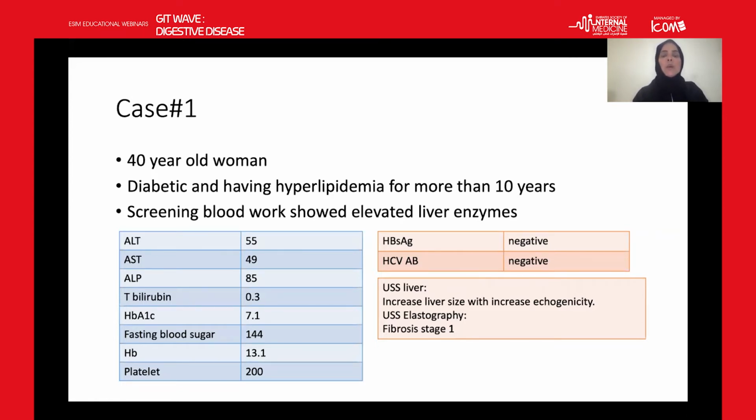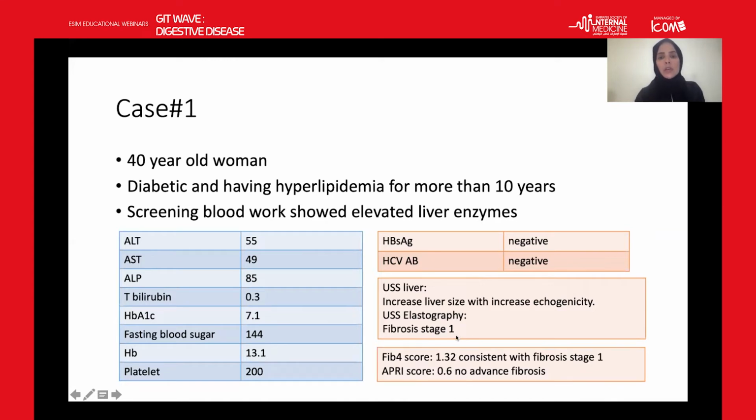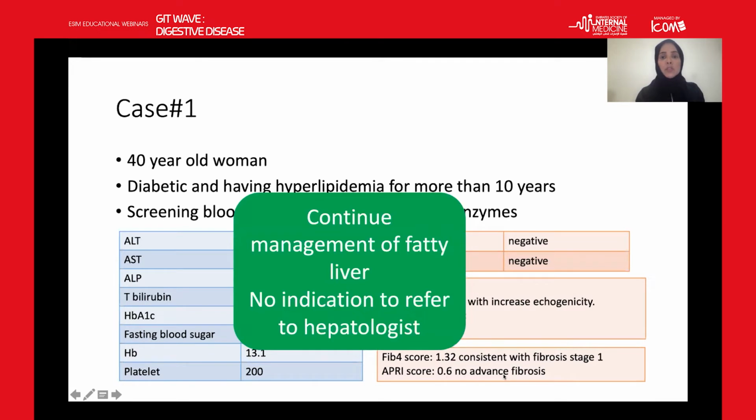At the same time, we order ultrasound elastography, which showed the patient has fibrosis stage 1. And we go with the calculation of the fibrosis stage with the FIB-4 score, which showed 1.32, which is consistent with fibrosis stage 1. And this will be a comment that you will see in the app. And also the APRI score 0.6, which shows no advanced fibrosis. At this stage, you start the management of fatty liver disease, as you all know, and there is no indication to refer the patient to a hepatologist.